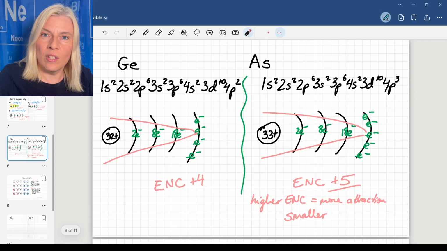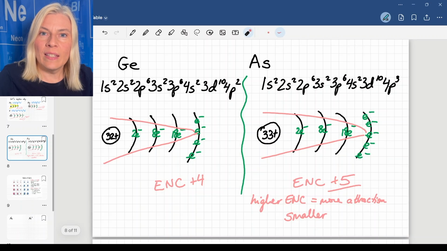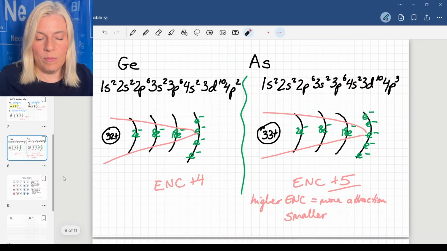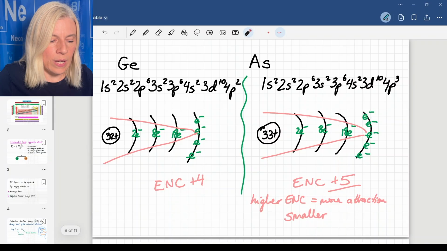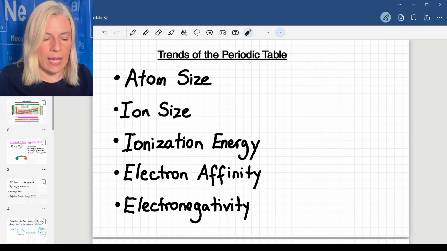But as we learned in our electron configuration video, the whole point of elements is they want to be like a noble gas. So they're going to gain or lose electrons to have s and p orbitals filled. So we get ions, right? So now we're going to explain our second trend of the periodic table, which is ionic size. So right there, our second trend, we're going to explain ion size.